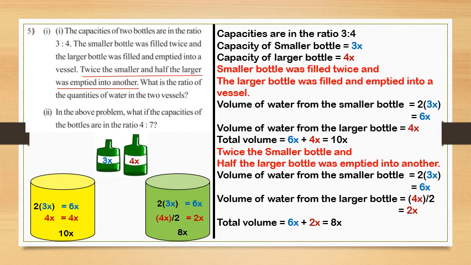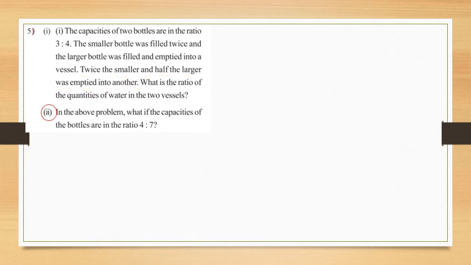We know the quantity of water in the first vessel is 10x and the quantity of water in the second vessel is 8x. So the ratio of quantity of water in the two vessels equals 10x is to 8x. Here 2 and x are common. When we divide by both, we get 5 is to 4. The same way, let us do the second sub-question.